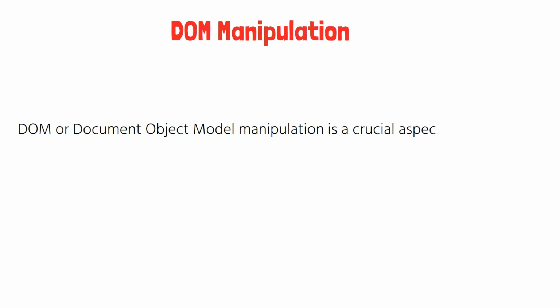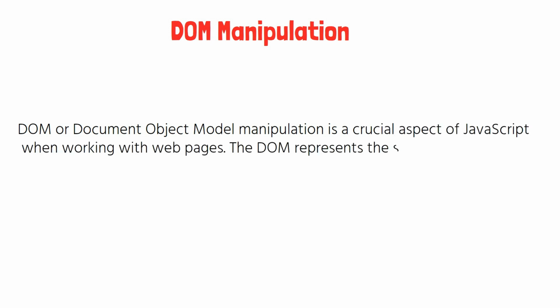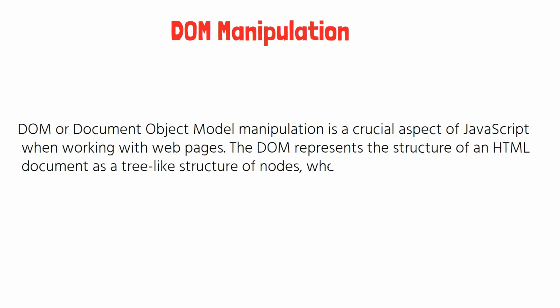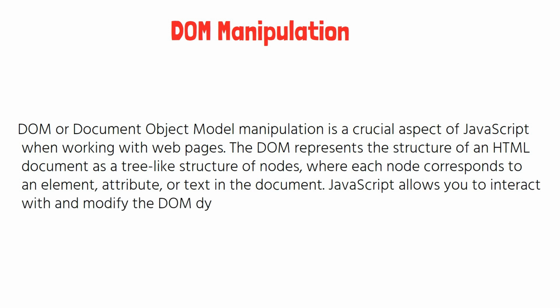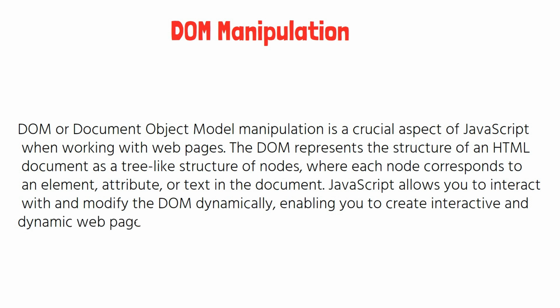DOM manipulation. DOM or Document Object Model manipulation is a crucial aspect of JavaScript when working with web pages. The DOM represents the structure of an HTML document as a tree-like structure of nodes, where each node corresponds to an element, attribute, or text in the document. JavaScript allows you to interact with and modify the DOM dynamically, enabling you to create interactive and dynamic web pages.